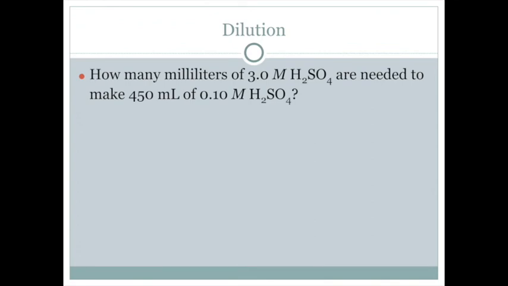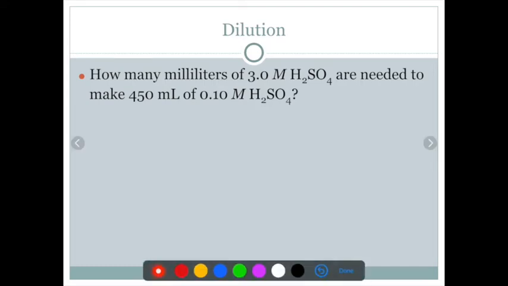Okay, so we're going to do another problem like that without drawing beakers. But I just wanted to be real specific on what M1, V1, M2, V2 is. That way when you have a problem, you can figure that out, okay? So it says how many milliliters, so we're solving for volume, of 3 molar sulfuric acid are needed to make 450 mils of a 0.1 molar sulfuric acid, okay?